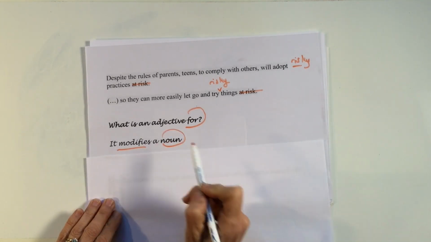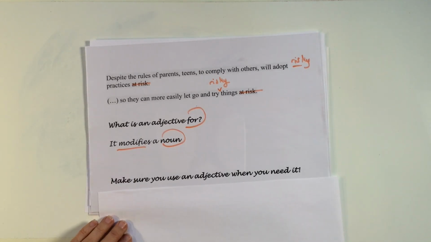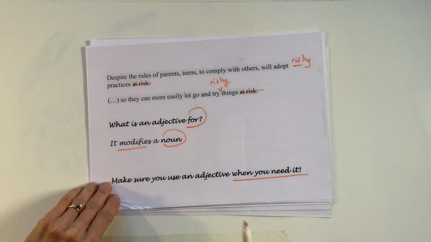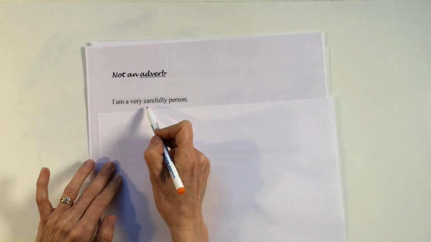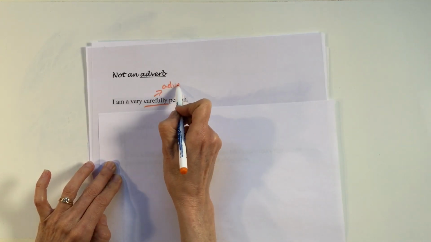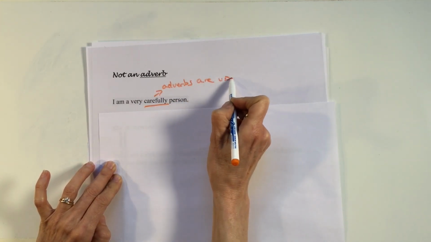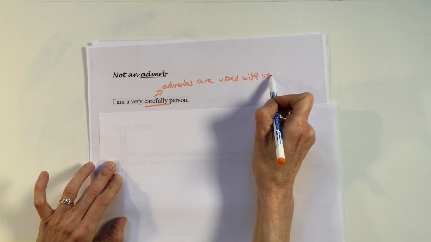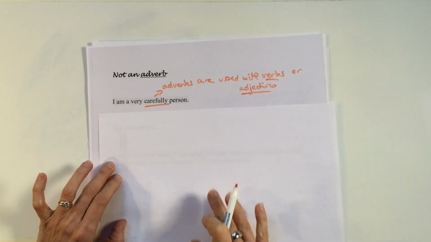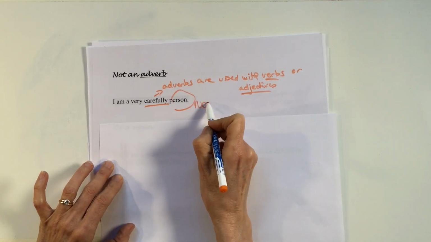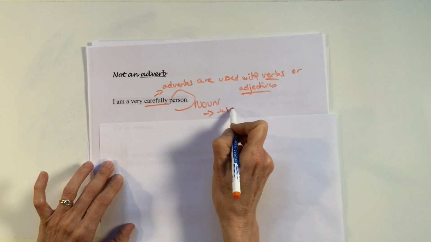What is an adjective used for? Well, it modifies a noun. So make sure you use an adjective when you need it and not an adverb, for example. Here, carefully, that's an adverb. And adverbs should be used with verbs or adjectives. With a noun, you need an adjective like careful.